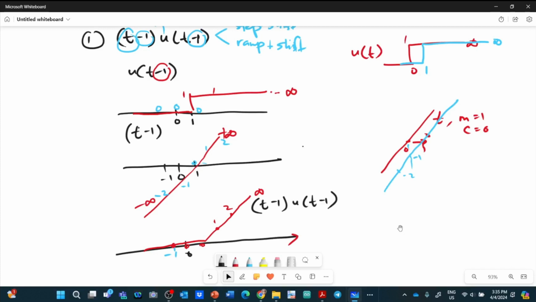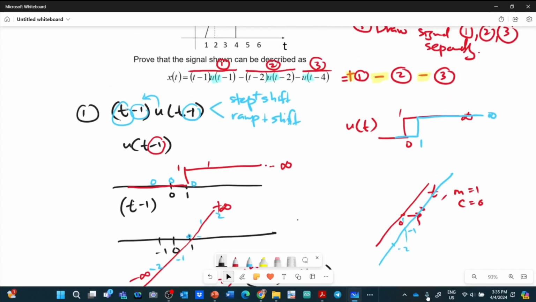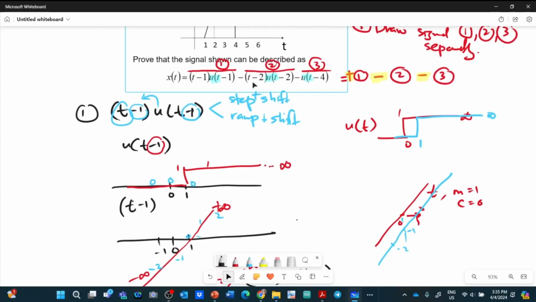Alright, so that one will be the first signal. Second signal, this one is t minus 2 multiplied by u t minus 2. You do that one yourself. I'll give you 1 minute. I set the same u t minus 2. I'll give you 1 minute.